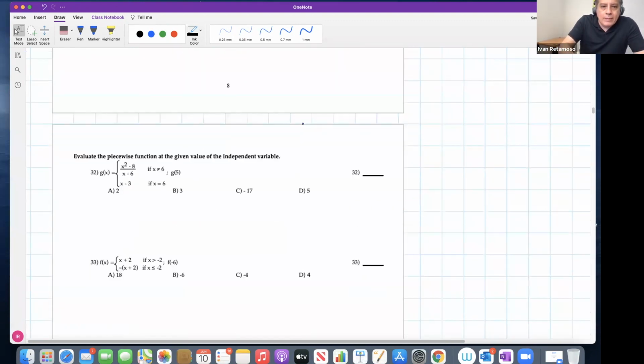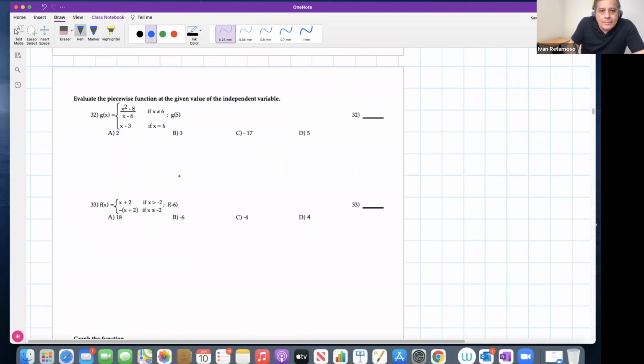Next question, another piecewise function. Here, which formula shall I use, the first one or the second one, when I'm trying to compute g evaluated at 5? Anybody? You can write it in the chat. Notice the 2 conditions: x not equal to 6 here, and the second condition is x equal to 6. Notice that 5 first.